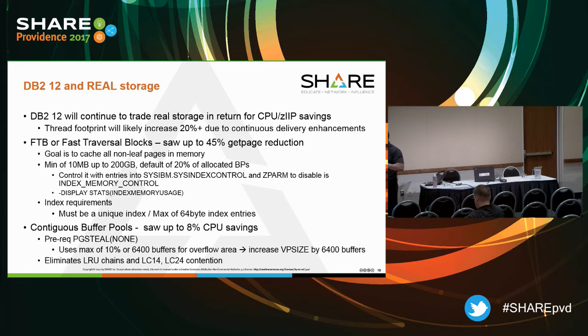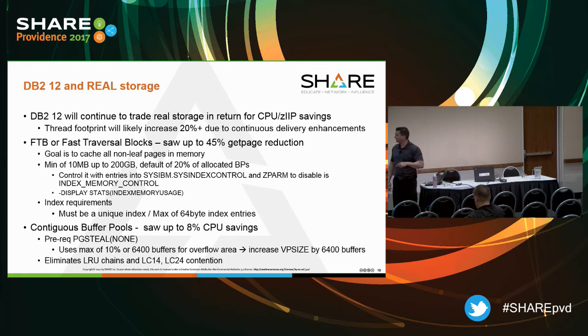Now, what if you want to take advantage of CPU savings? Well, the cool thing, fast reverse block that I know my teammates have talked about in webcasts and so on, saw 45% get page reduction, which is 10 or 15% CPU. To enable this, though, we may increase the size of your buffer pools by 20%. So if you're looking at your overall DB2 picture and you've got 100 gig in buffer pool, going to 120 gig is going to be noticeable. So when you enable this feature, you're going to use a lot more storage for that.